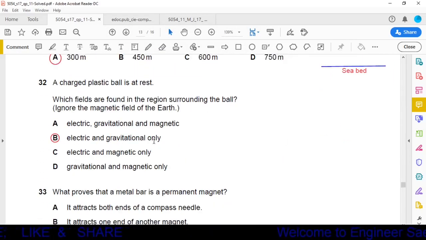Question number 32. A charged plastic ball is at rest. Which fields are found in the region surrounding the ball? Ignore the magnetic fields of the earth. Option A, electric, gravitational and magnetic. Magnetic field we have to ignore, so option A is incorrect. Option B, electric and gravitational only. Yes, it is the correct one.